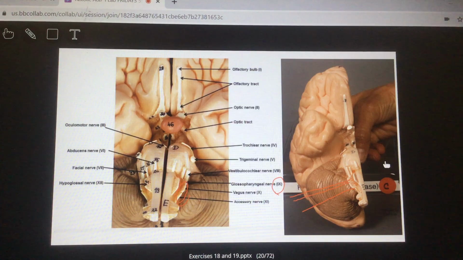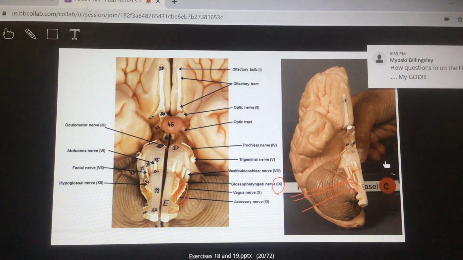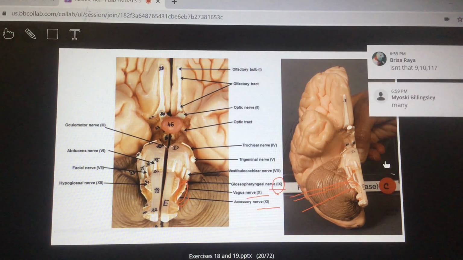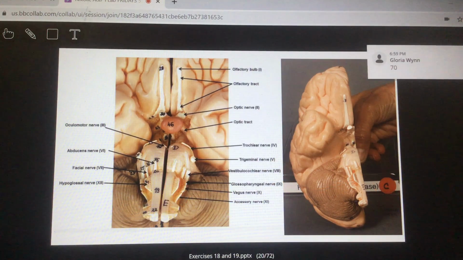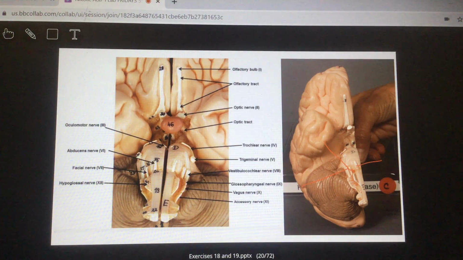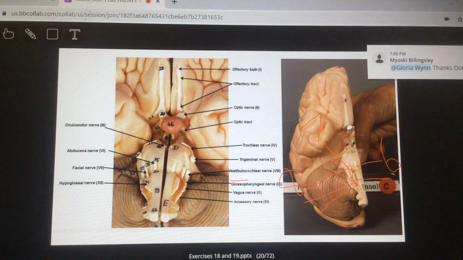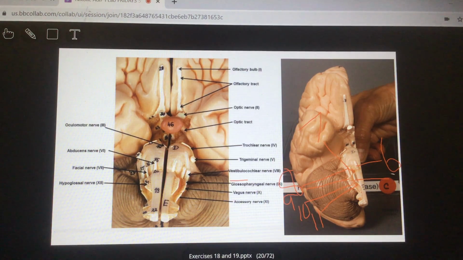Here. Ooh, did I lie about that? Hold on. Glossopharyngeal, 9, 10, 11. Sorry, guys. 12 is the hypoglossal here. 12 is here. Yeah, it is 9, 10, 11. Sorry, Brisa. So here is 6, 7, 8, 9, 10, 11, 12. 6, 7, 8, and then like this, 9, 10, 11, 12.